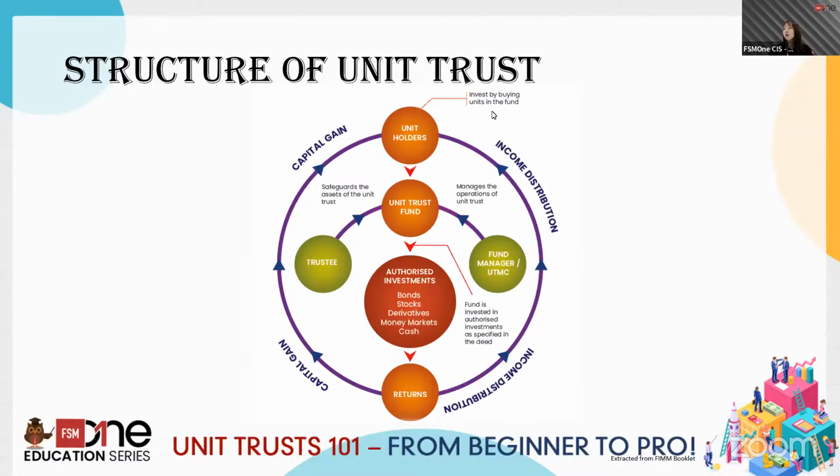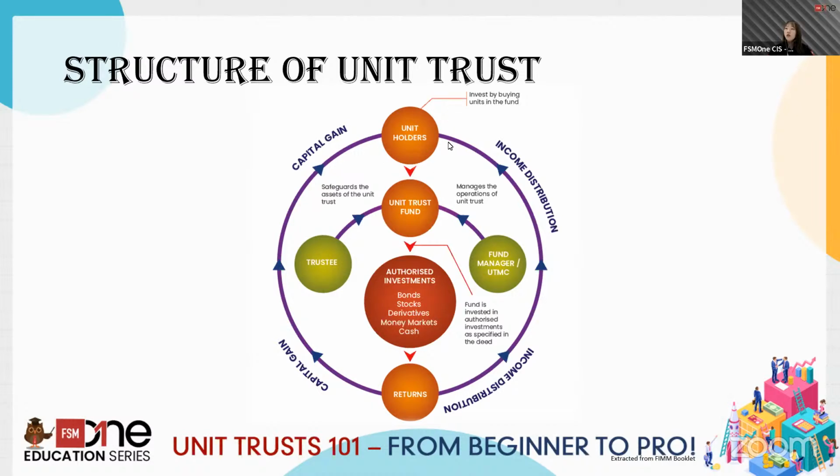The unit holder will invest by buying units in the unit trust fund. The fund is then invested into the authorized investments as specified in the deed, which are bonds, stocks, derivatives, money markets, and also cash. If the unit trust generates any return in terms of capital gain or income distribution, it will go back to the unit holder. As for the fund manager, they are the ones who manage the operation of the unit trust. And the trustee is independent from the fund manager, and they are the ones who will safeguard the assets of the unit trust.